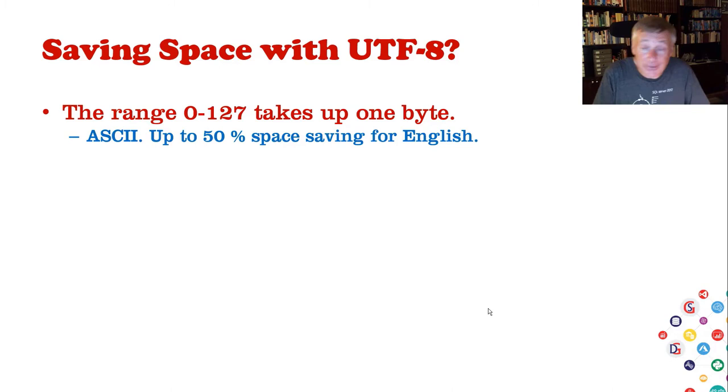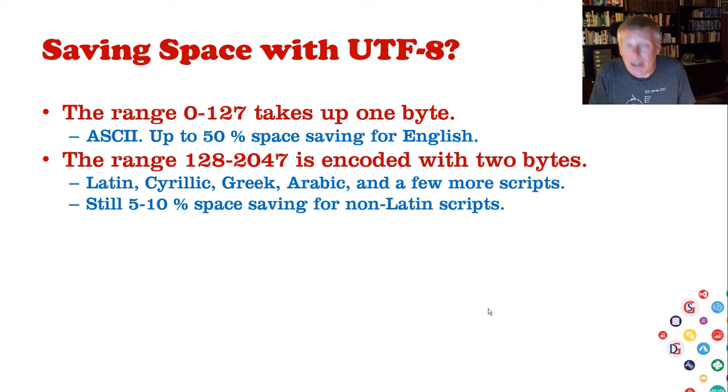The next range is from 128 to 2047. That is encoded with two bytes. So that's, first of all, quite a few Latin characters. This means that for Swedish and Polish, well, we may not say 50%, but maybe 40 to 45%. And for Cyrillic, Greek, Arabic, and a couple more, they might still use digits, punctuation characters, and maybe an occasional Latin word thrown in. So maybe they save 5 to 10% space. At least it's not bad for them.